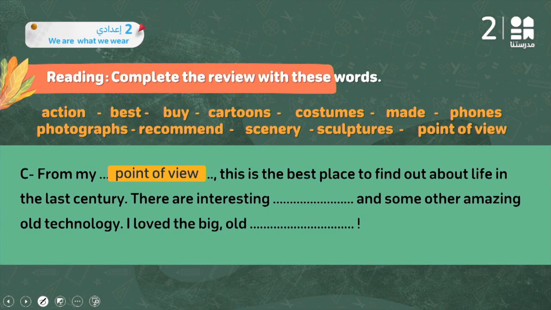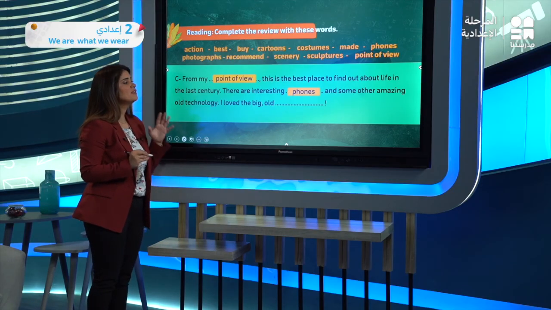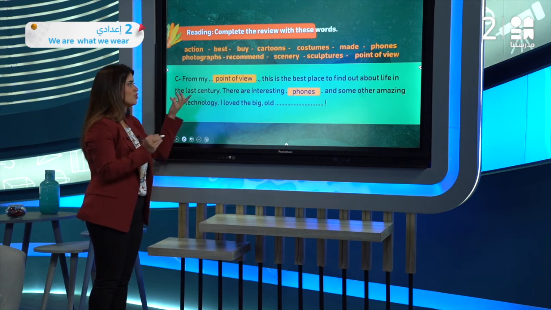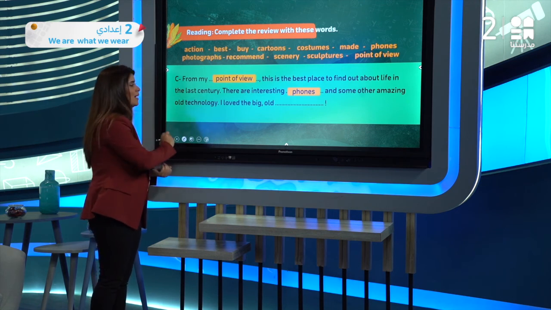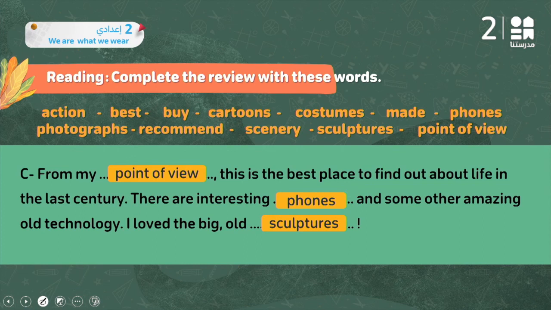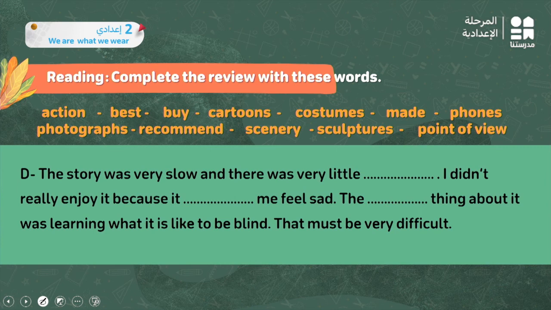Okay? There are interesting photographs and some other amazing old technology. So if I'm talking about technology, of course the suitable word is, yes, phones. I love the big old sculptures because I'm talking about last century. يبقى أنا بتكلم على حاجة in the old or in the past times or the history. For here, review D. The story was very slow and there was very little, of course, action. I didn't really enjoy it because it made me feel sad. It made me feel sad.